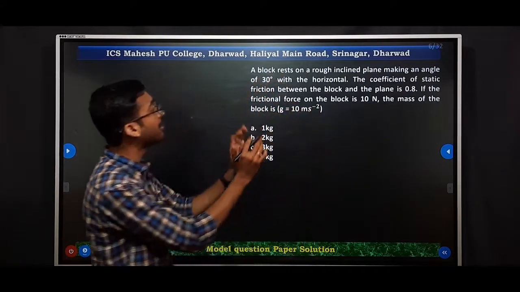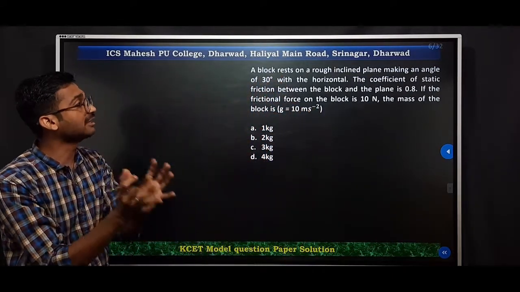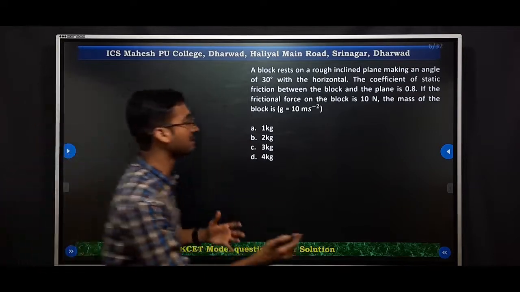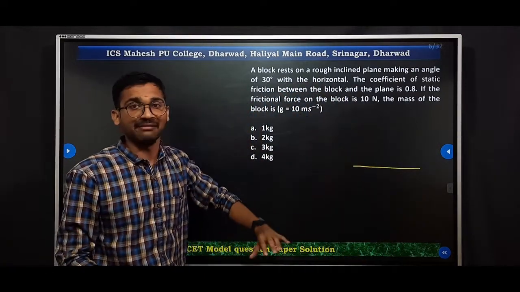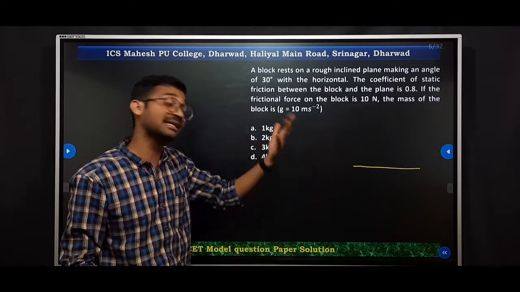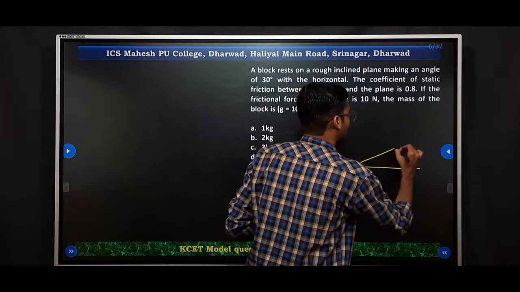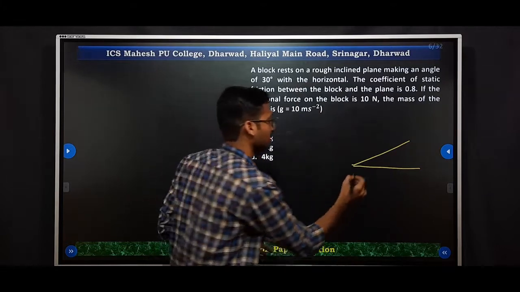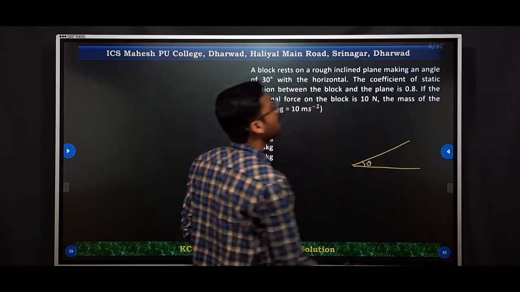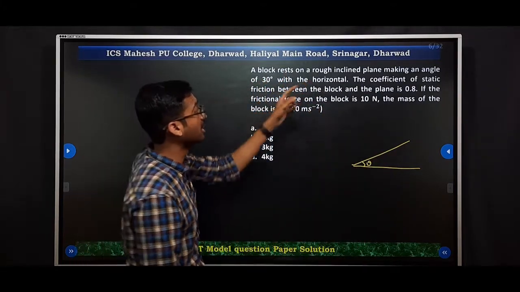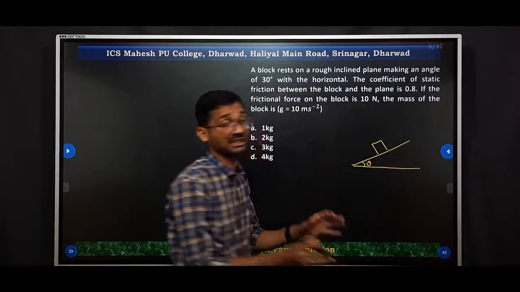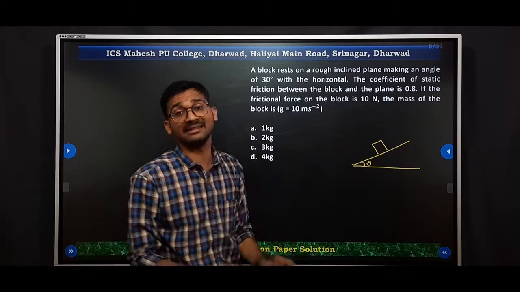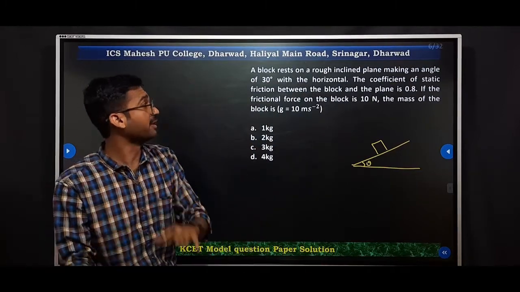That is, a block rests on a rough inclined plane. What do you mean by the inclined plane? If this is a surface we have, which is a plane one now. Inclined means the plane has to be tilted by some angle. Here you can see that tilt now. A block rests on a rough inclined plane. A block we have placed here, which is at rest, and the surface is a rough one now.